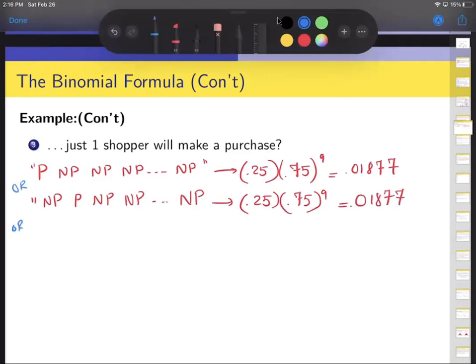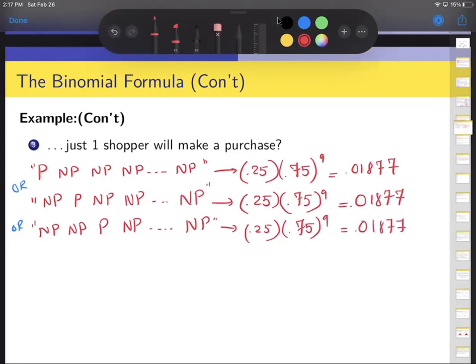Or I can have the first person not making a purchase, the second person not making a purchase, but the third person making a purchase, and the rest not making a purchase. Again it's the same: one person making a purchase, which is 0.25, and the rest, 9 of them, not, in a different order. So the probability is still the same, all the way to the first 9 not making a purchase and the last person making a purchase. You still have 0.25 times 0.75 to the 9th, and the same result.